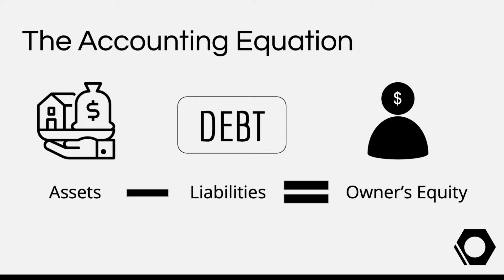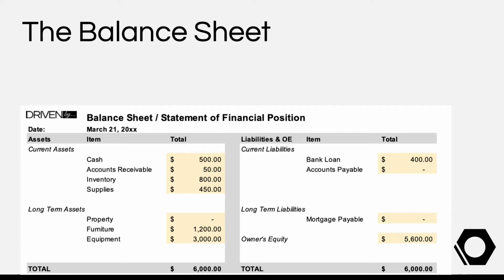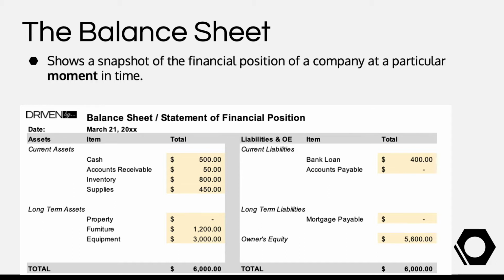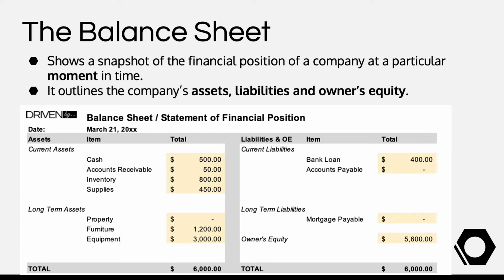The balance sheet, also known as the statement of financial position, is a financial statement that shows a snapshot of the financial position of a company at a particular moment in time. It outlines the company's assets, liabilities, and owner's equity.